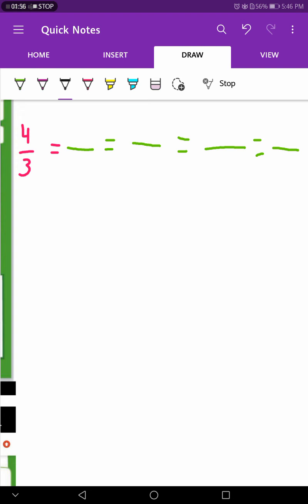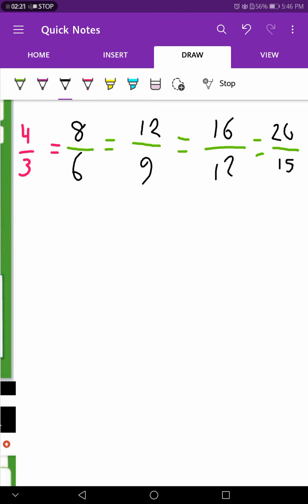Let us start. By 2 equals 8 over 6. By 3 it is 12 over 9. By 4 it is 16 over 12. By 5 it is 20 over 15. So I have this ratio.